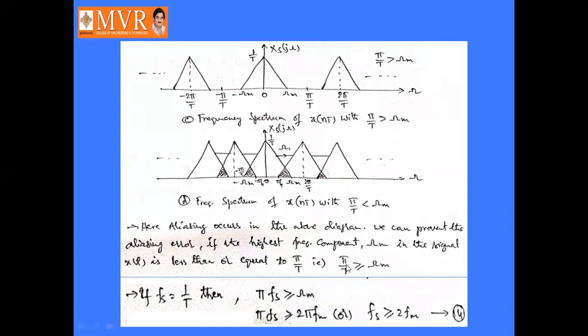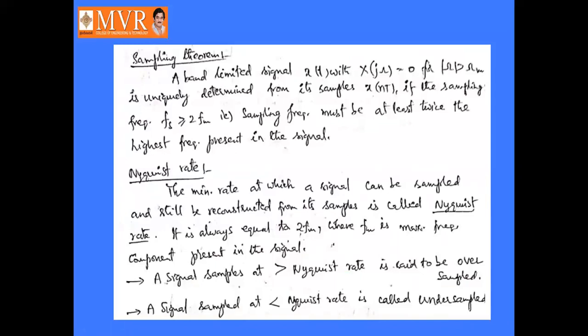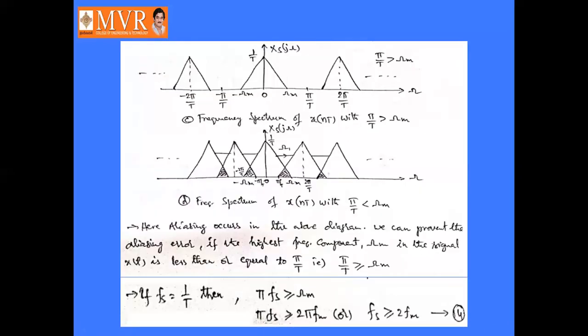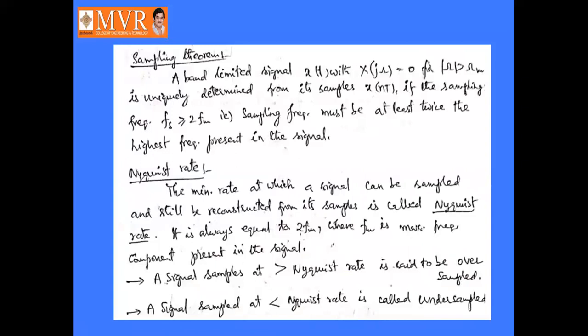Here, only if the condition pi by T is greater than or equal to omega m holds can we prevent the aliasing error. So pi by T can be represented as pi into fs, which is greater than or equal to omega m. Omega m is 2 pi fm, so pi gets cancelled. So fs is greater than or equal to 2 fm. That is equation number 14. This is the condition for the sampling theorem: the sampling frequency must be greater than or equal to double the highest frequency component present in the signal.